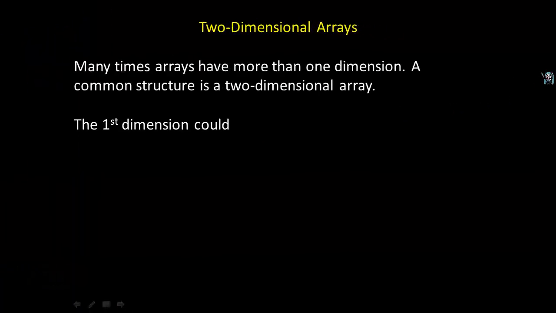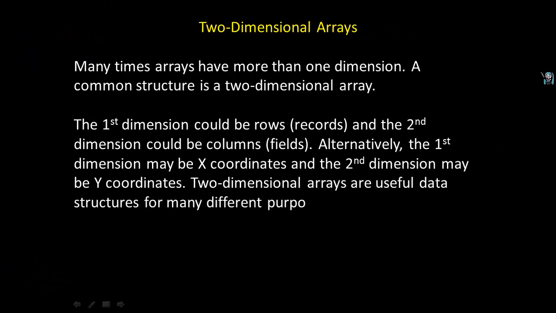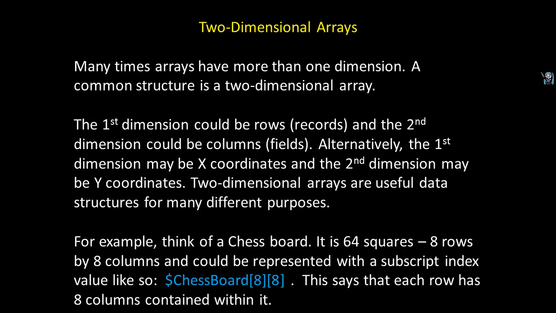Many times arrays have more than one dimension. A common structure is a two-dimensional array. The first dimension could be rows or records, and the second dimension could be columns or fields. Alternatively, the first dimension may be x-coordinates and the second dimension may be y-coordinates. Two-dimensional arrays are useful data structures for many purposes. For example, think of a chessboard.